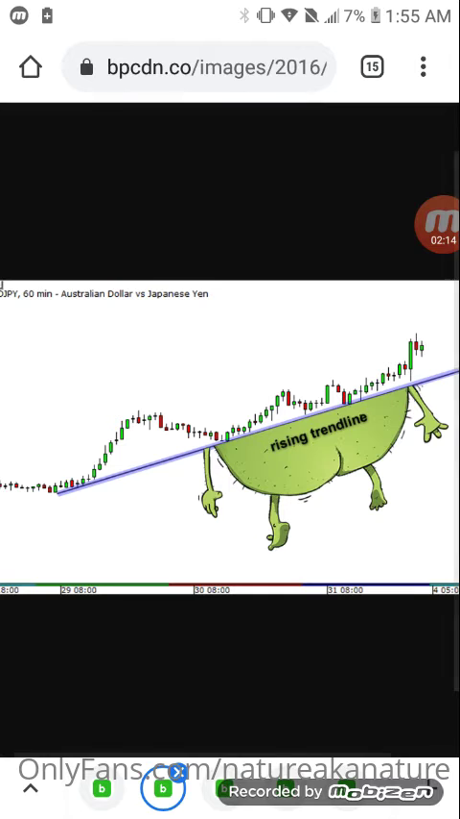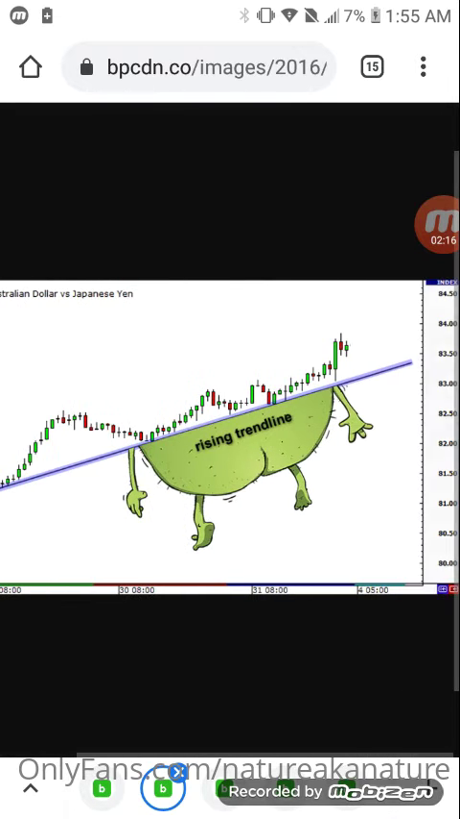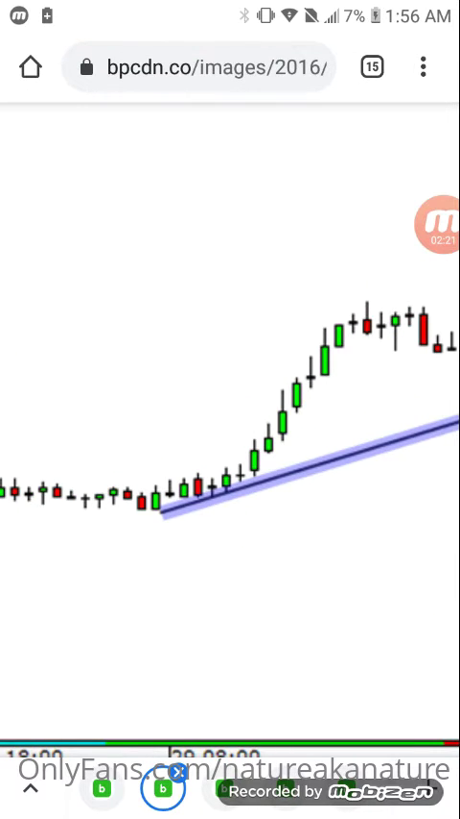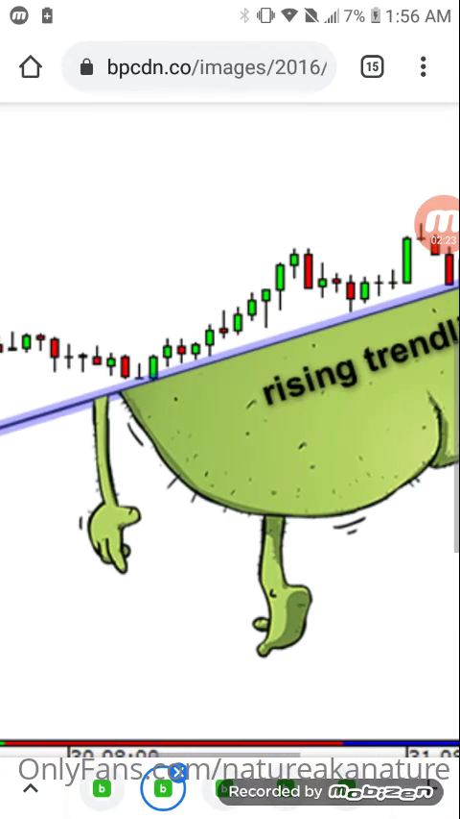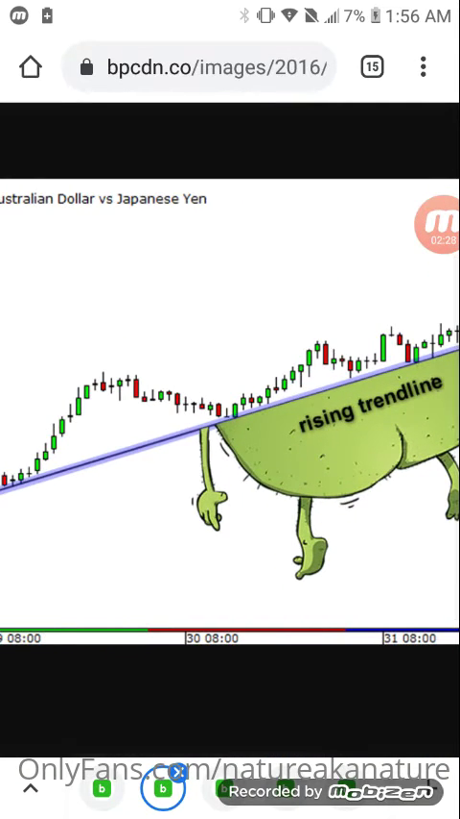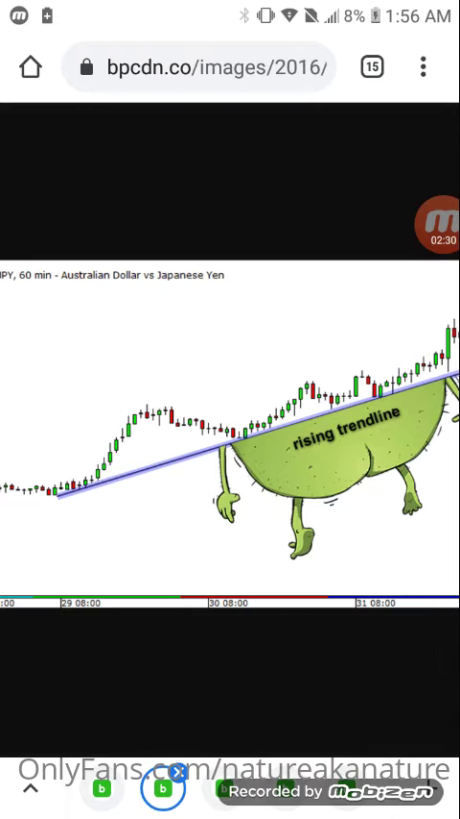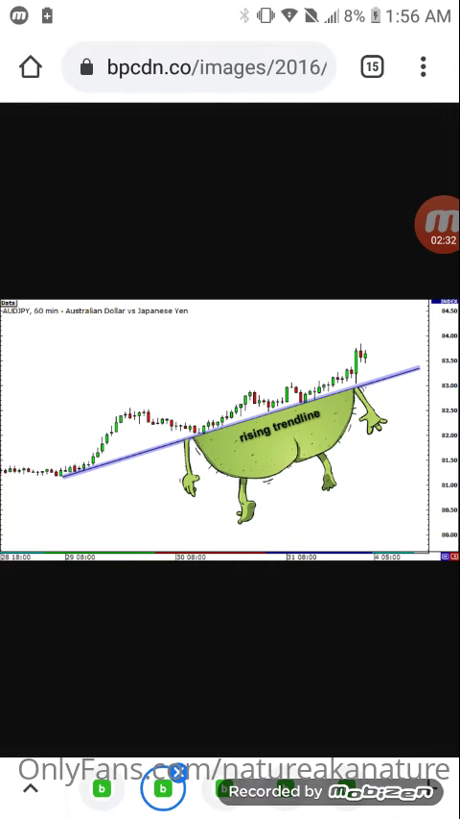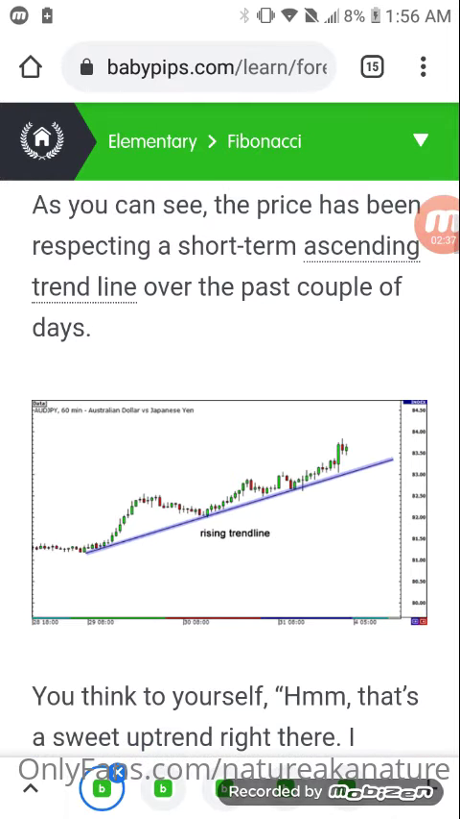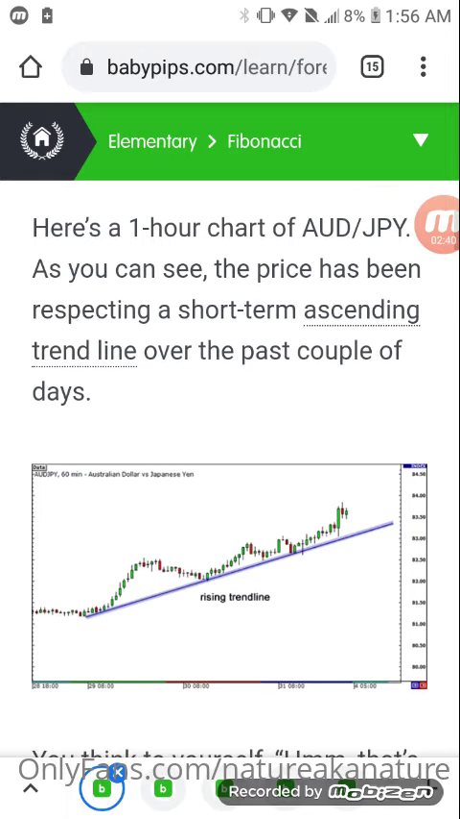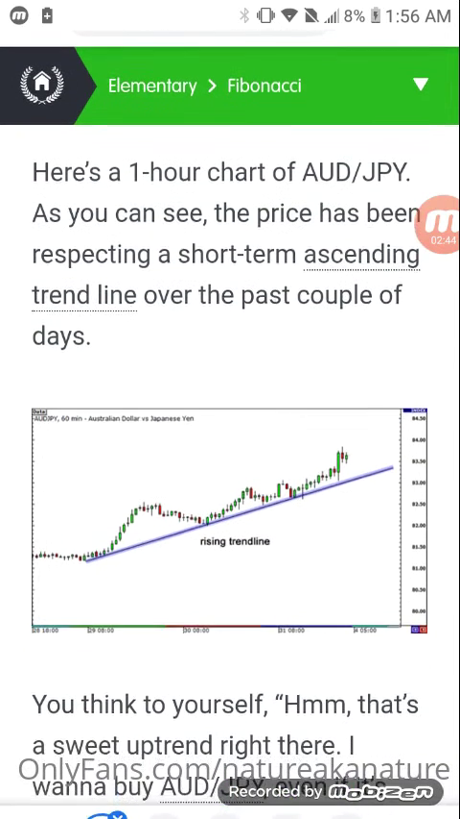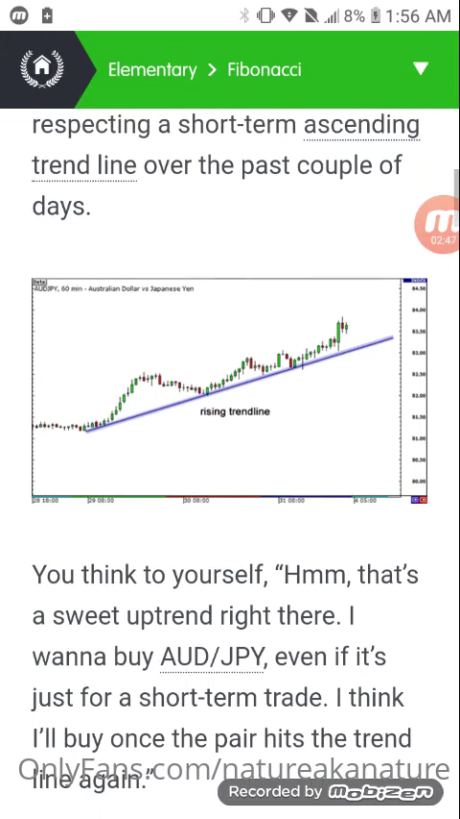There's the trend line right here, highlighted. This is the trend line, and it's going up. It's an uptrend line. We're going to talk about how you can use a trend line and Fibonacci retracement together in this video. So in the 1 hour chart, Aussie versus JPY, the Australian dollar versus the Japanese yen has a short-term ascending trend line over the past couple of days.